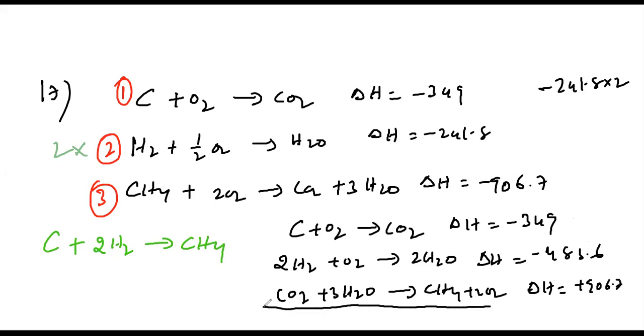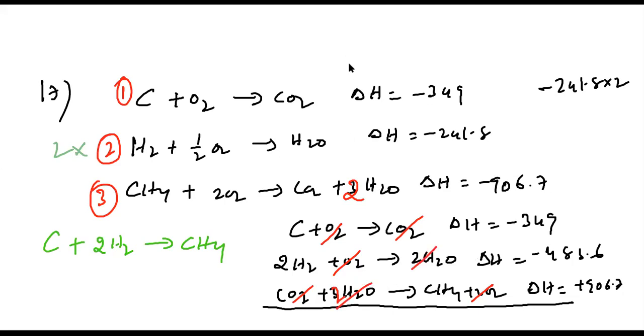So now you do cancellation, students. If you do cancellation, what are you going to get here? The 2O2 is going to get cancelled, right? Next, CO2 is going to get cancelled. And finally, here, CO2 plus 2H2O. Sorry, students, this is 2H2O, not 3H2O. So here 2H2O, 2H2O is going to get cancelled.